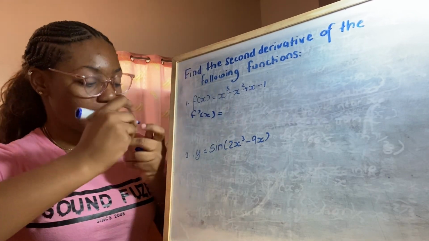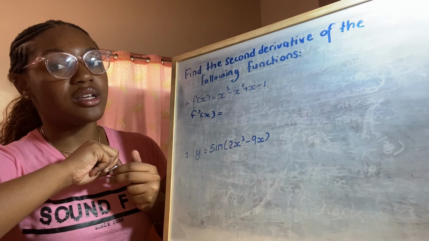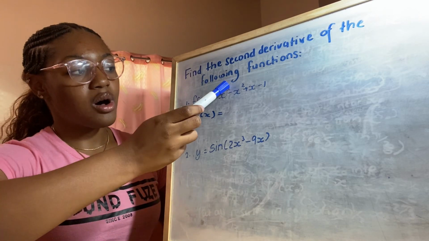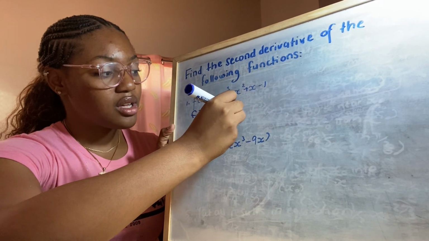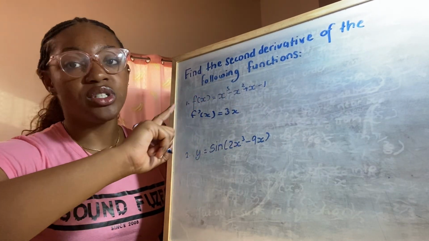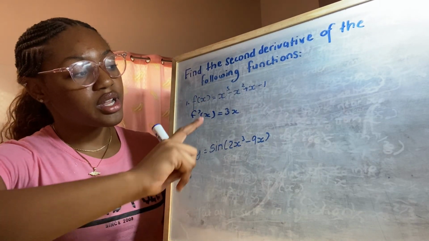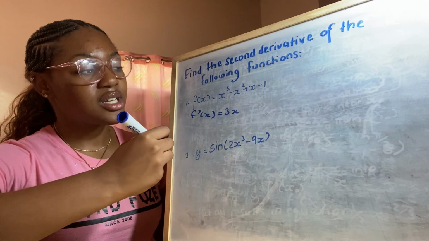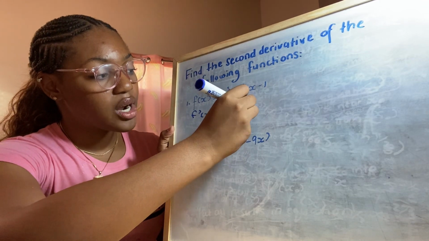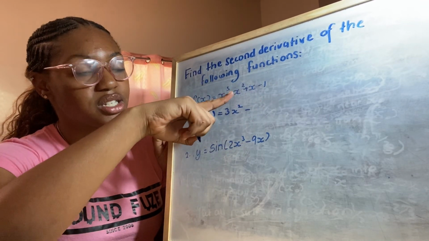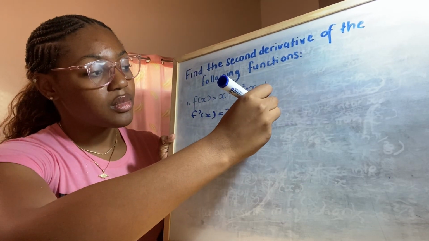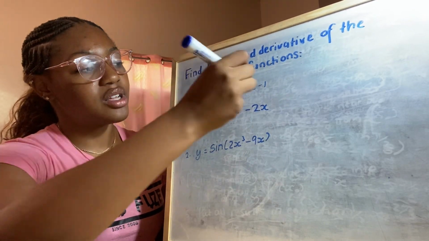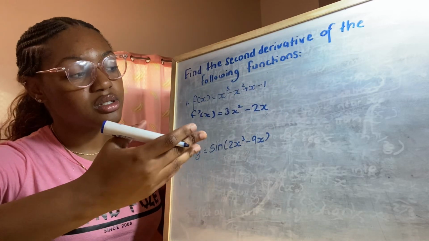Recall that all we're doing is copying and pasting the power to be the coefficient of the variable. So we're going to have 3x, and then we're just going to subtract 1 from the power. So here, the x cubed differentiated would be 3x squared minus, we'll have x squared. So that's going to give us 2x. We're going to subtract 1 from the power. That's going to leave us with 1, so we don't have to put it.